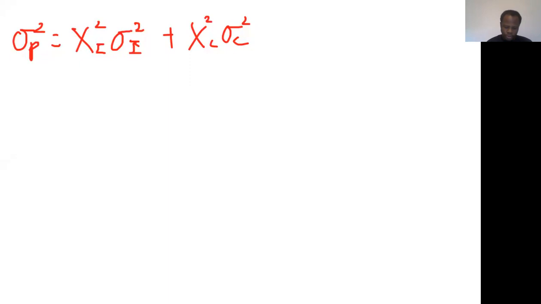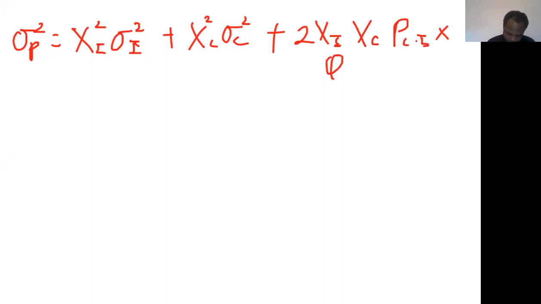Okay, great. So yeah, plus 2 times the weight of Intel times the weight of Coke and the correlation of Coke and Intel, multiplied by the volatility of Coke and then the volatility of Intel. This is what we have. So this is the portfolio variance. And they are saying that we should find a way to ensure that we have removed all risk.